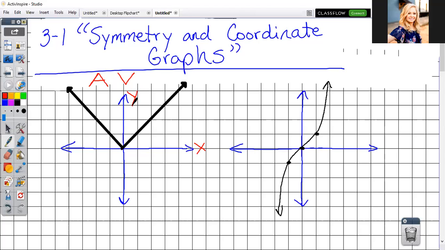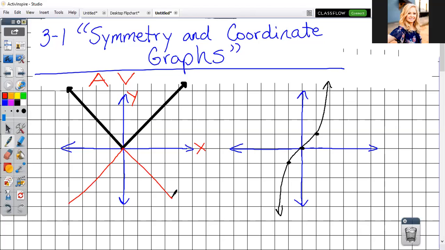All right. To be symmetric, when you flip it, it has to look the same. So what am I flipping it over for it to look the same? Y. If I flip it over the X, it's going to be going down. So it is not symmetric to the X-axis. It is symmetric to the Y-axis.